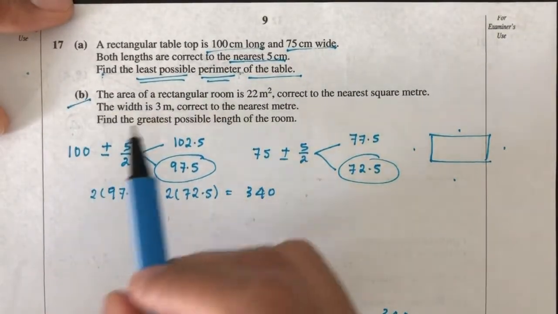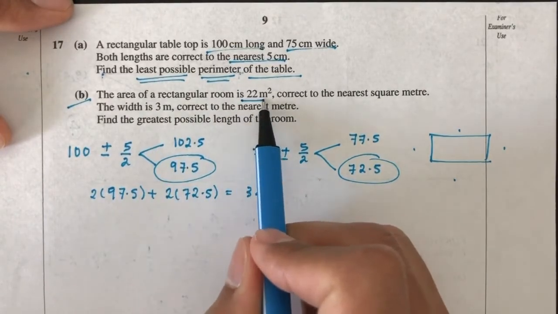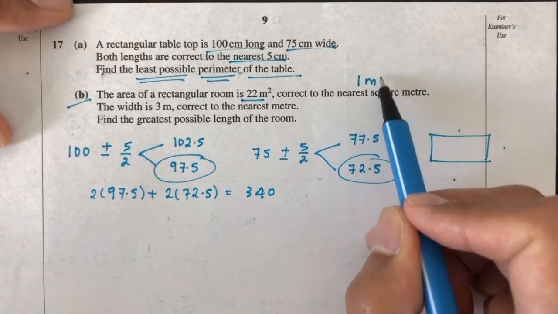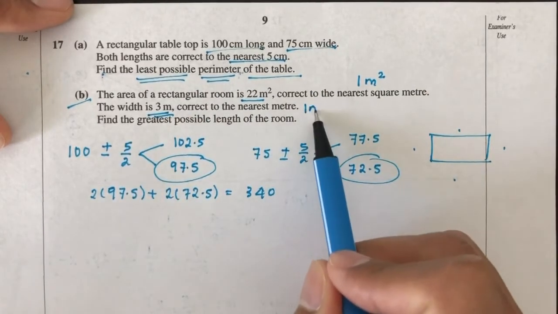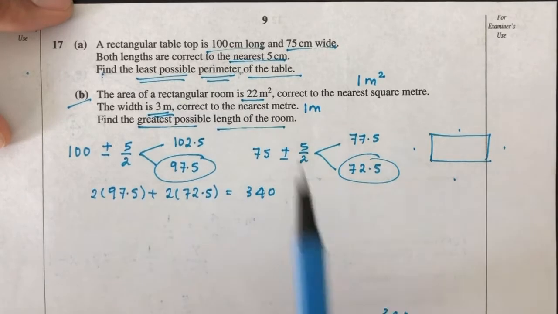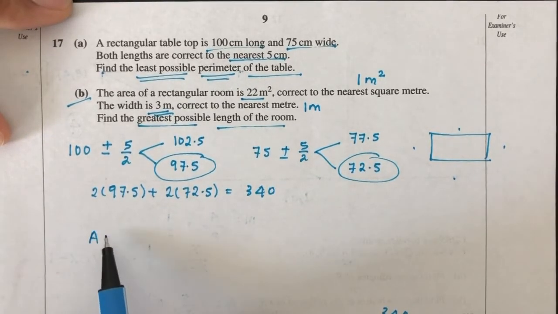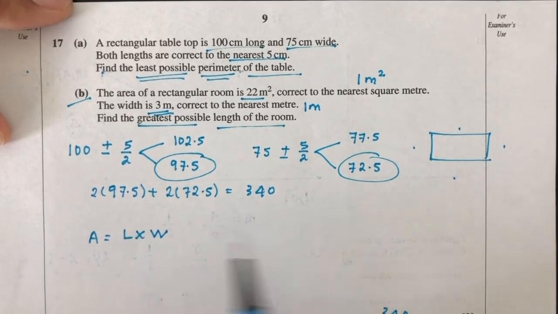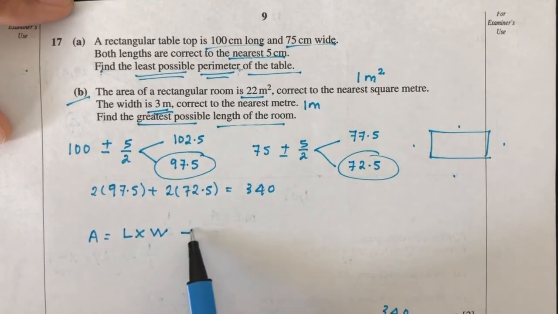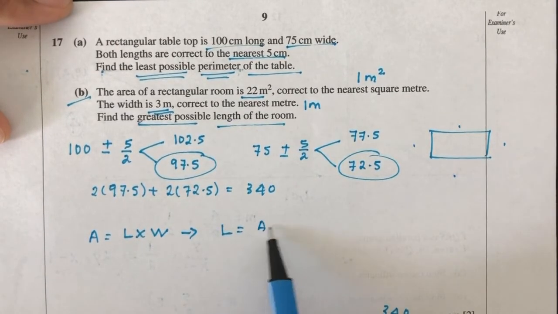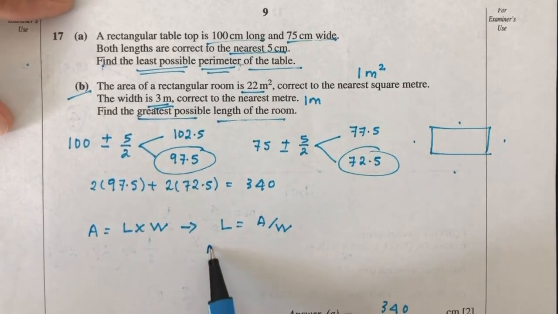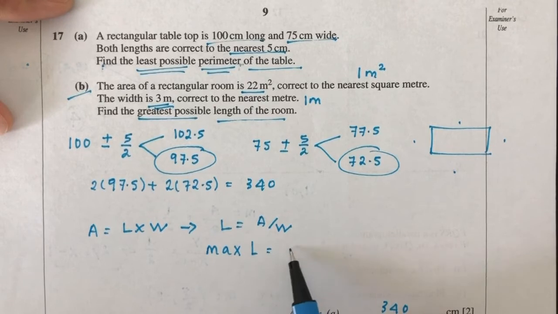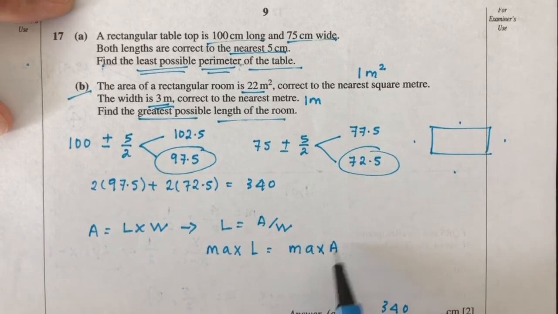Now for part B, the area of the rectangular room is this much, correct to 1 meter square. Now the width is this much, correct to 1 meter. Find the greatest possible length of the room. So how do you find area? Area is equal to length times width. Now you have to find the length. So from this we know length is equal to area divided by width. Now you have to find the maximum length. So max L is equal to maximum area divided by minimum width.